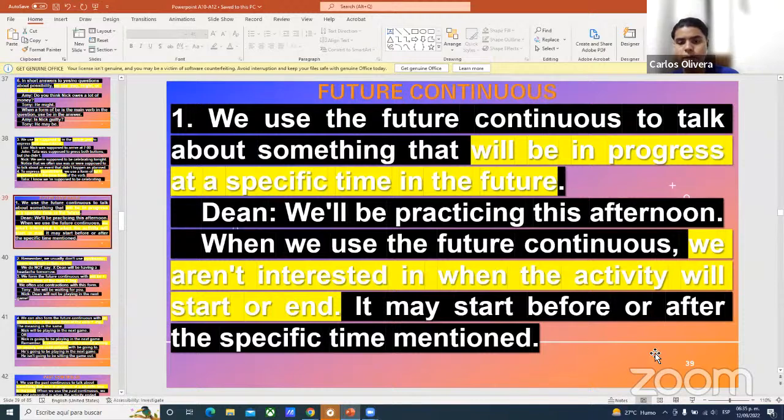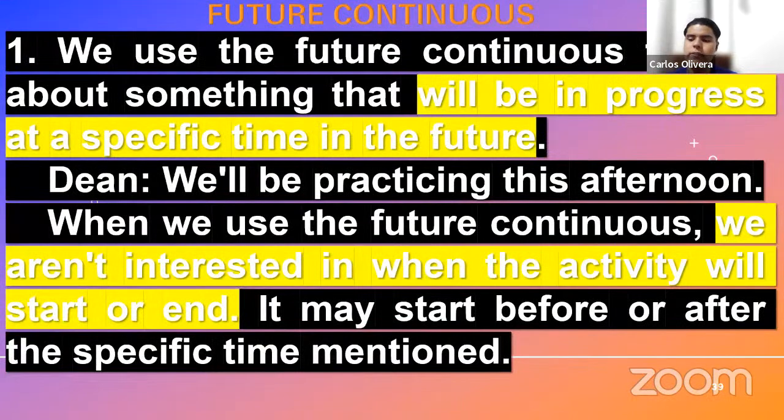Okay, we're going to talk about something very interesting, and I think it's important for you to know about this: the future continuous. All right, we're going to discuss this. So what is the future continuous? Let's read about it. We use the future continuous to talk about something that will be in progress at a specific time in the future. Okay, notice that: will be in progress at a specific time in the future.